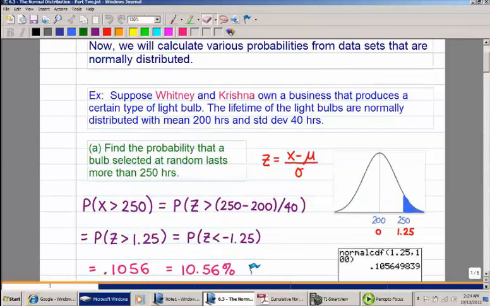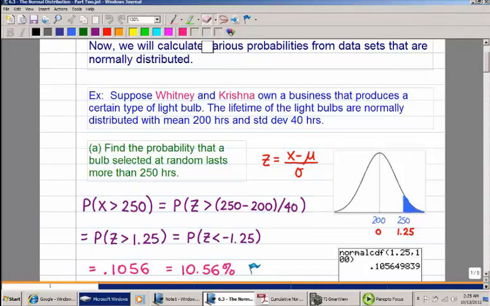Now, suppose we have these two ladies, Whitney and Krishna, that own a business that produce a certain type of light bulb. The lifetime of these light bulbs are normally distributed with a mean 200 hours and a standard deviation of 40 hours. So the process tells us it's normally distributed, and we have the mean and standard deviation, which will be provided for you in each problem. We won't have to calculate that.